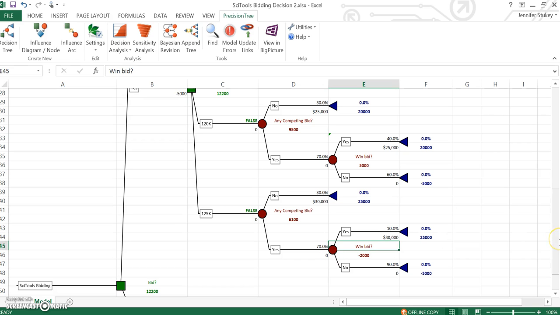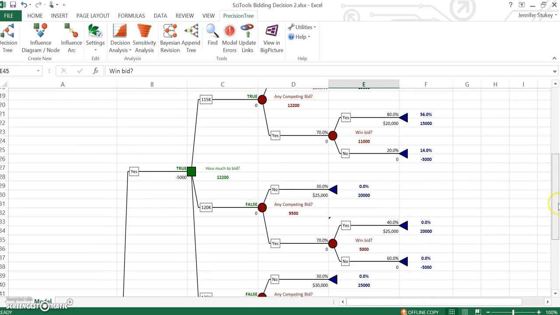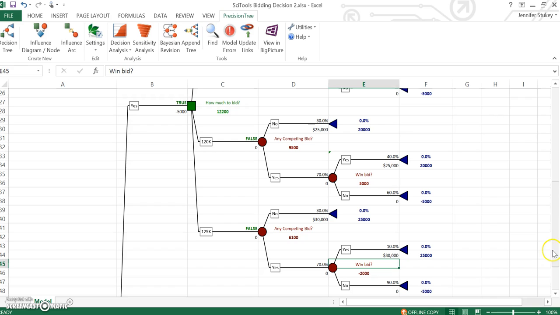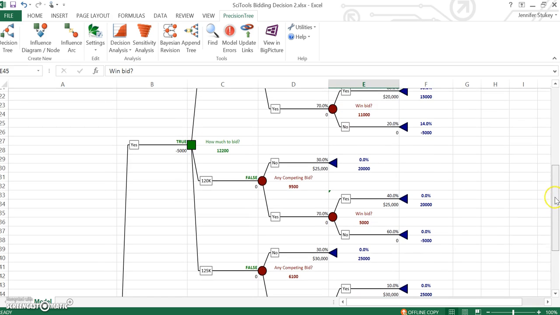Now let's talk briefly about how to interpret this. So the branch with the highest EMV has true, and the branches that have true are the decisions that would be recommended by the decision tree. So in this case, the decision tree recommends that we do bid and that we bid 115K, that bid has an expected EMV of $12,200. That is higher than the EMV of the 120K bid, and it's higher than the EMV of the 125K bid, which is 6,100.